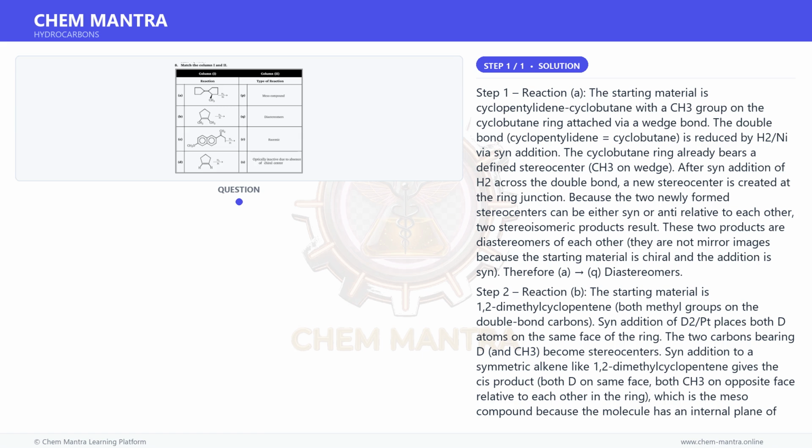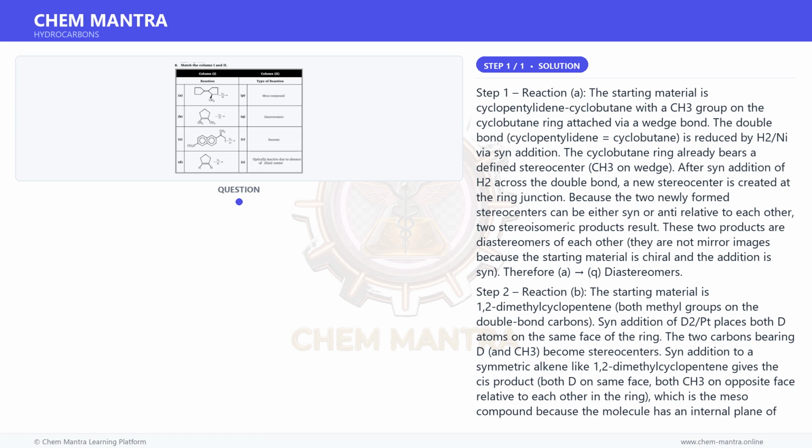Since no chiral catalyst is used, both faces of the double bond are attacked equally, giving equal amounts of R and S product, a racemic mixture. Therefore, C → R, racemic.